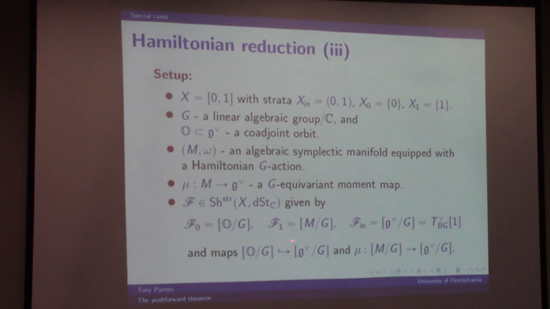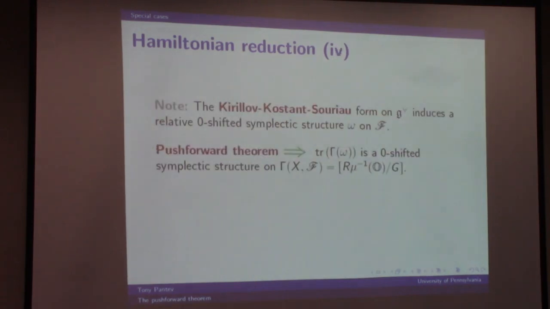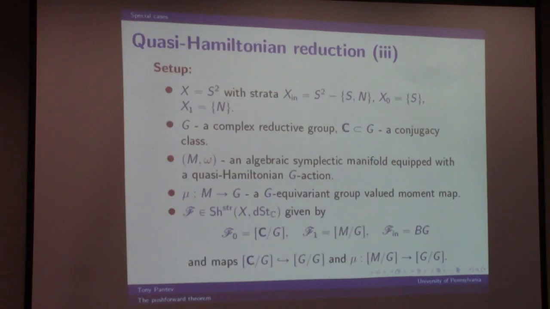So these natural maps from the coadjoint orbit modulo G to g dual mod G, and the moment map, are Lagrangian. And so this gives you a relative zero-shifted symplectic form. And the push-forward theorem tells you that the trace of that is a zero-shifted symplectic form on the global sections. And the global sections are exactly the derived Hamiltonian reduction. You take the derived fiber of the moment map over the coadjoint orbit and quotient by G. So this is the Kirillov-Kostant-Souriau form in this algebraic context. G is a finite dimensional linear algebraic group. And you can also do quasi-Hamiltonian reduction.